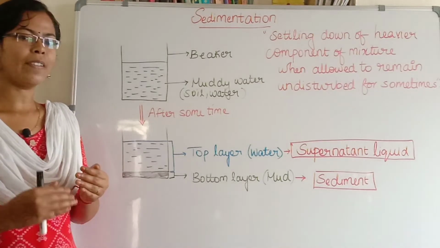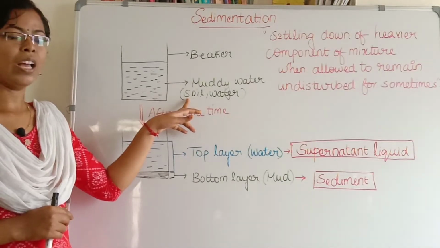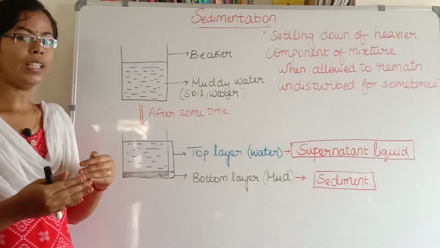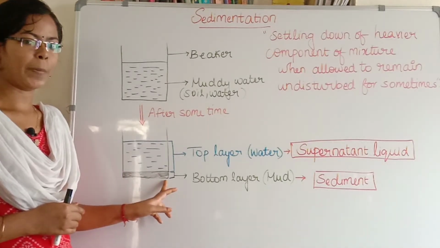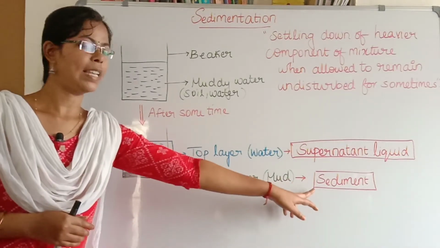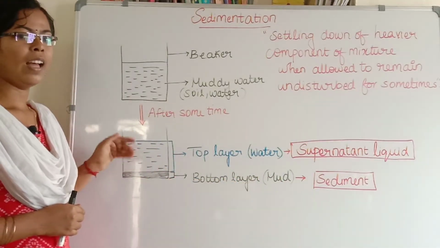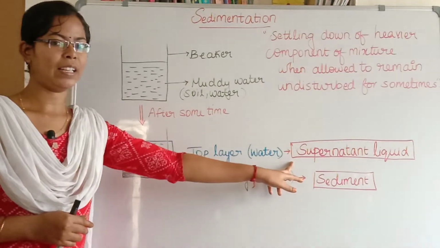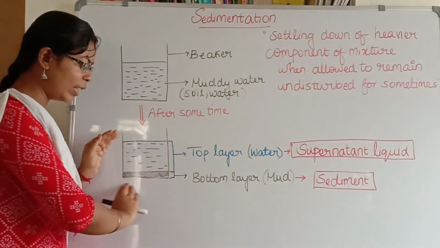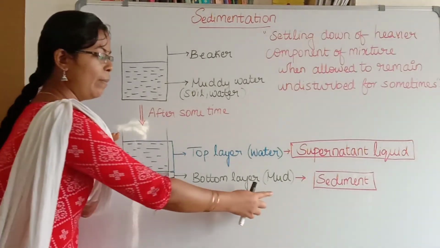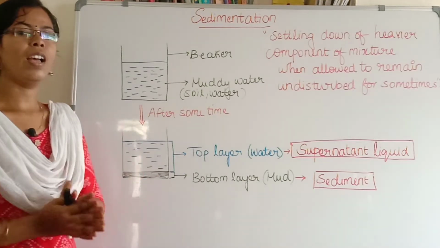So what happens after some time is this mud, that is the soil which is heavier than the water, will start to settle at the bottom of the beaker and form a sediment. And the top layer will be of water, and this is called a supernatant liquid. And this process of settling down of the heavier component, mud, is called sedimentation.